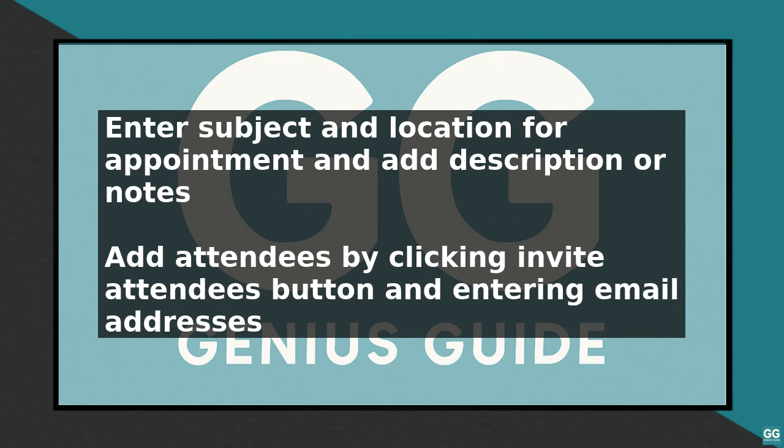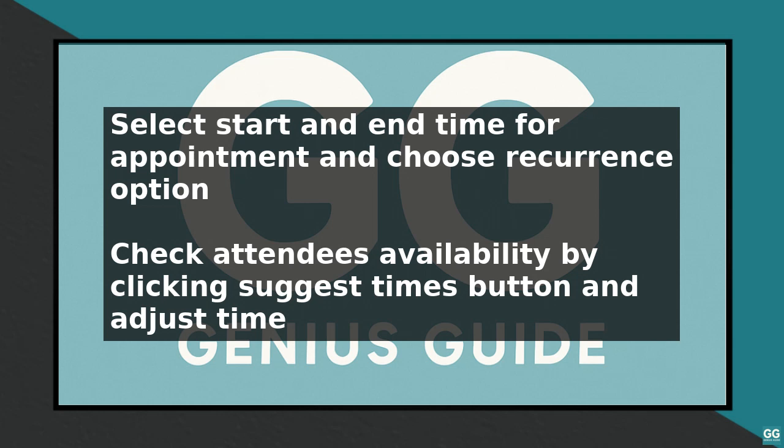To add attendees, click on the Invite Attendees button and enter their email addresses. You can also search for attendees in your contacts list by clicking on the Address Book button. Once you have added the attendees, select a start and end time for the appointment.